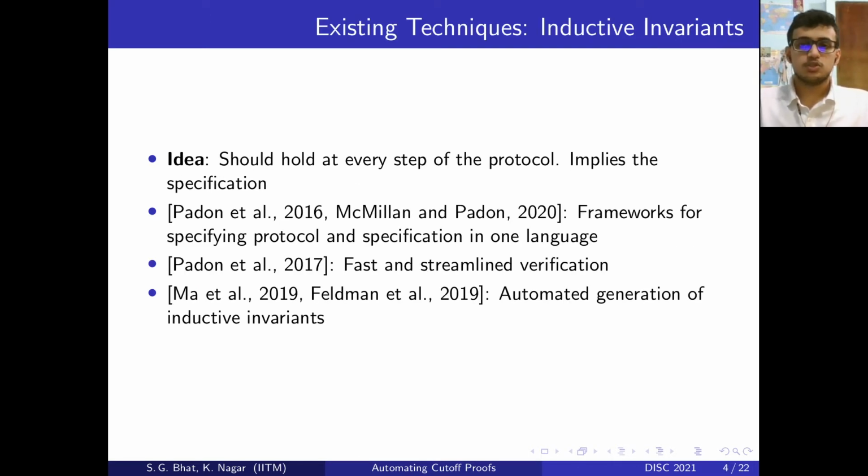Most of the existing approaches for parameterized verification use some form of inductive invariants. Inductive invariants are a set of properties of the system that hold inductively at every step of the protocol. Furthermore, they must also be strong enough to imply the specification.